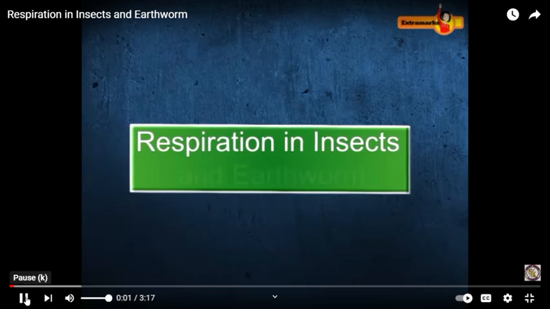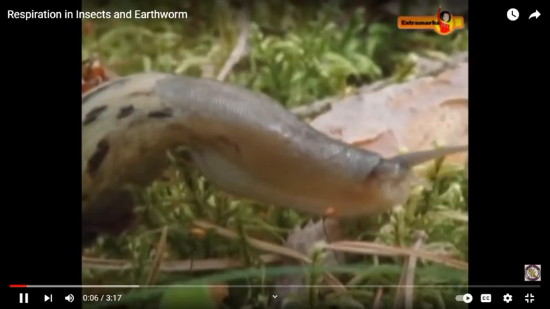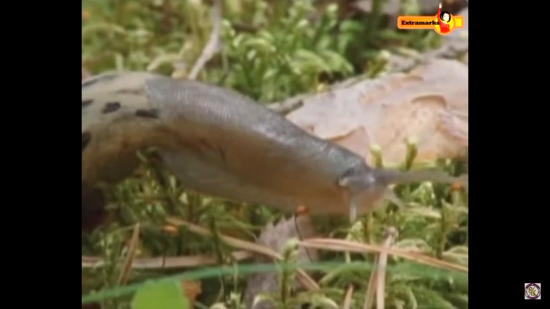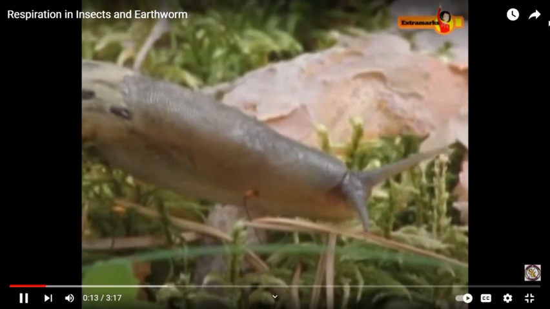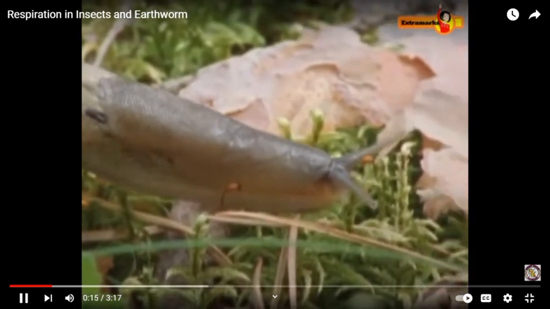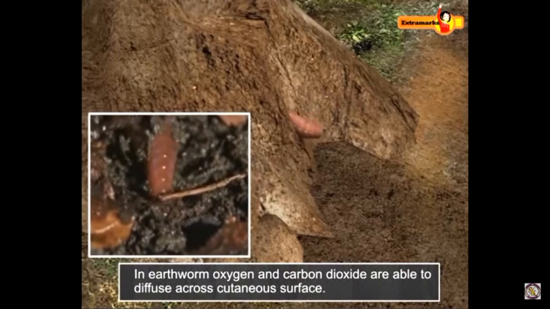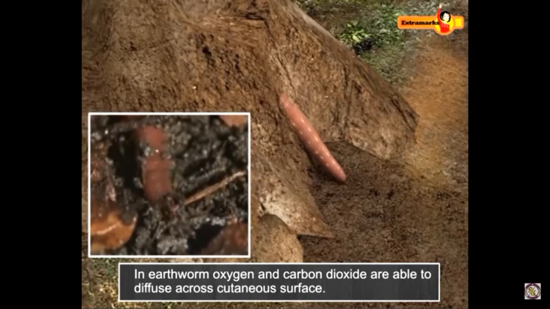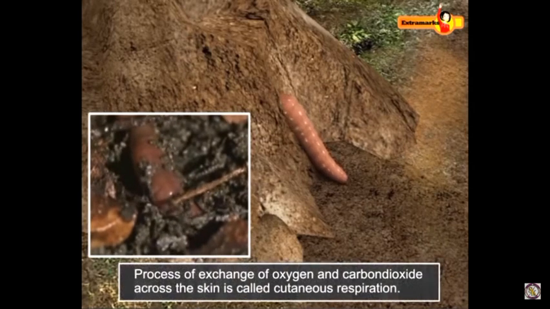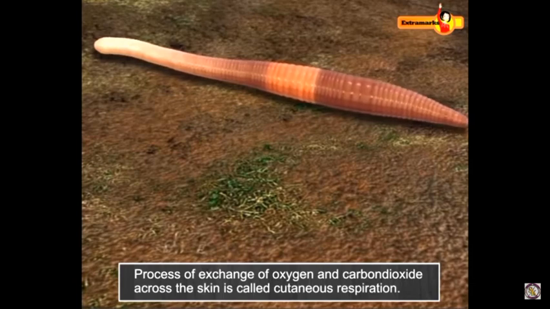Most phyla in invertebrates lack specialized respiratory organs. They have developed means for the exchange of gases by the process of diffusion. In annelids like earthworm, oxygen and carbon dioxide are able to diffuse across the cutaneous surface. This process of exchange of oxygen and carbon dioxide across the skin is called cutaneous respiration. So what is the point? Cutaneous respiration is respiration that takes place through the skin.